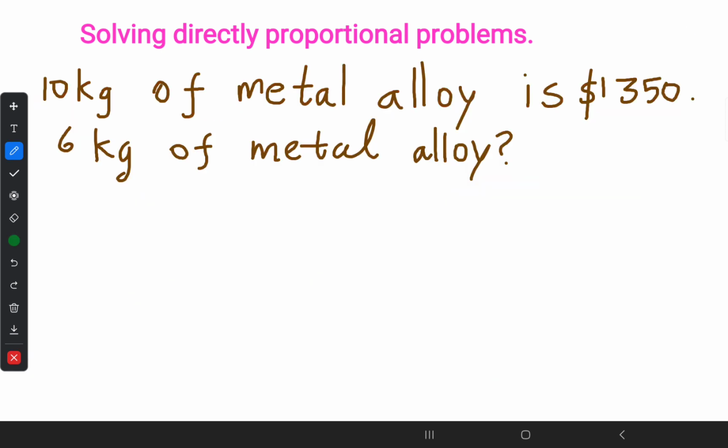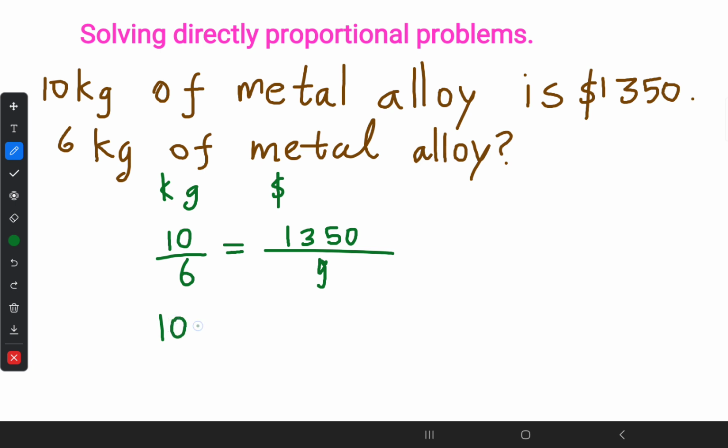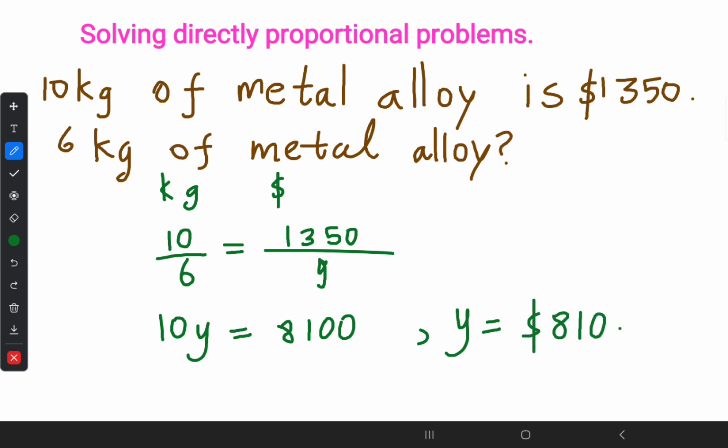So for the question, 10 kilograms of metal alloy costs 1350 dollars. Here I will write the kilograms on the left-hand side and the dollar amount on the right-hand side. 10 kilograms, 1350, and 6 kilograms, that's what we need to find. I will make it Y. You should write them as fractions and equate them. So by cross multiplication, 10y should be 6 times 1350, which is 8100. From that, when you solve for y, it would be $810. That would be the answer to the question.